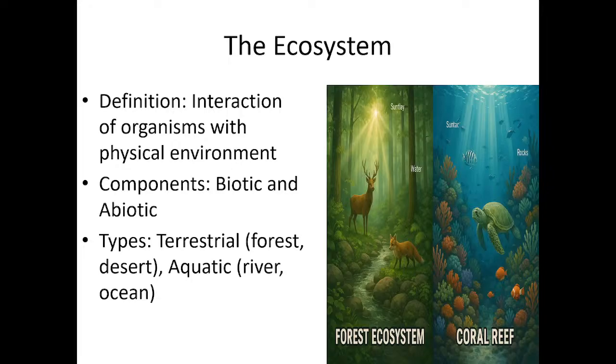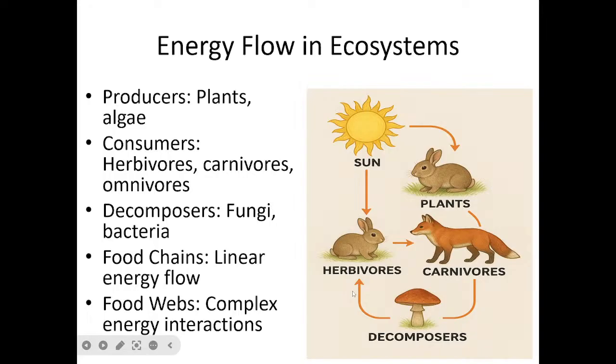The types include terrestrial. These terrestrial include the forests and deserts. Then the aquatic, which has to do with rivers and oceans. And you can see from this diagram that this is the forest ecosystem, then this is a water ecosystem. Okay. So the next thing is energy flow in the ecosystem. You need to understand how energy is flowing in the ecosystem.